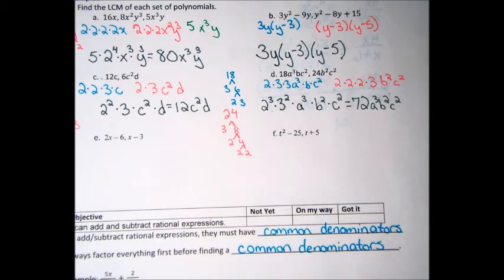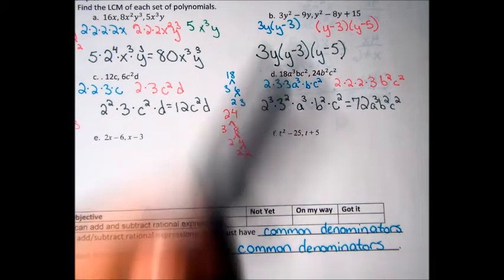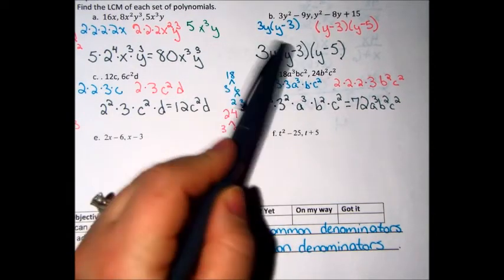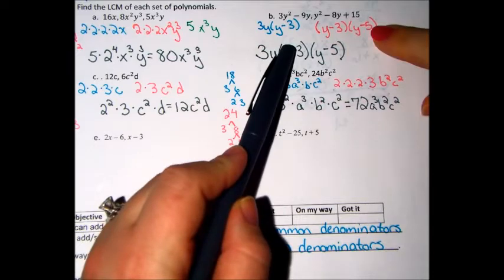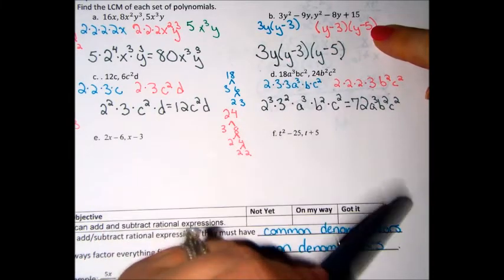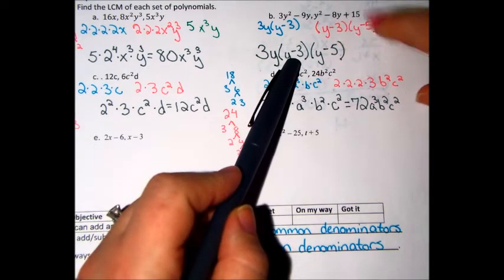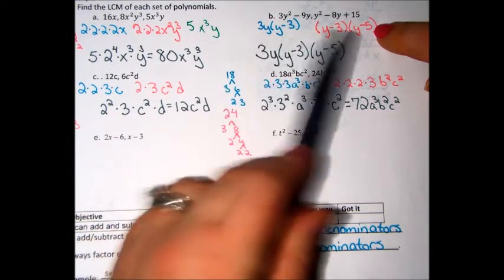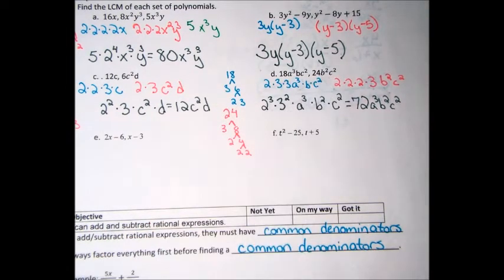Another method that you could use to do that is to write down one of the factored sets in its entirety, and then take a look over here and see, is there anything that I didn't already include? I already included a y minus 3, but I have not yet included a y minus 5. There's my LCM.